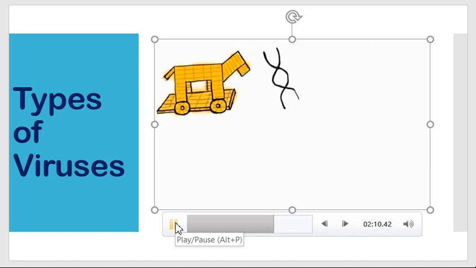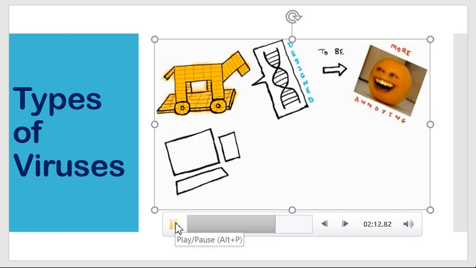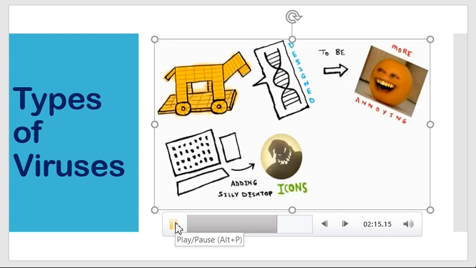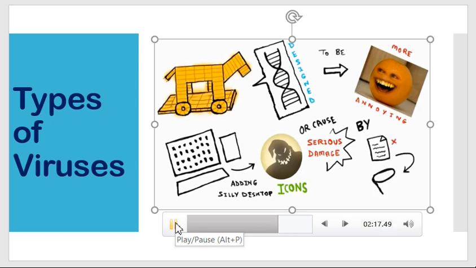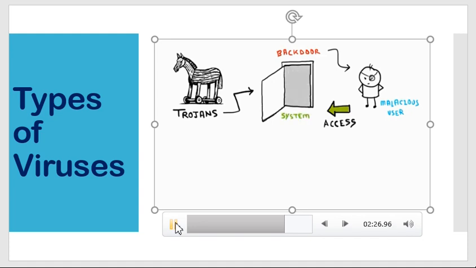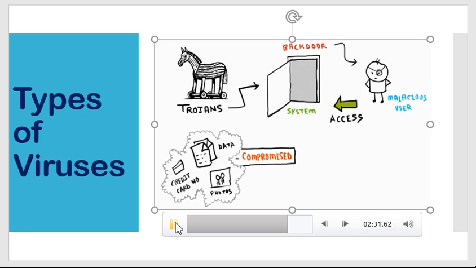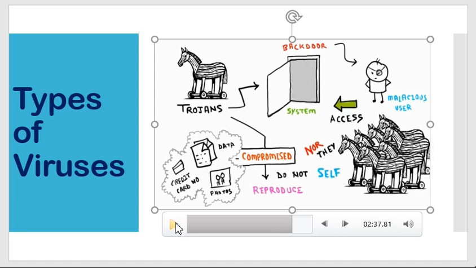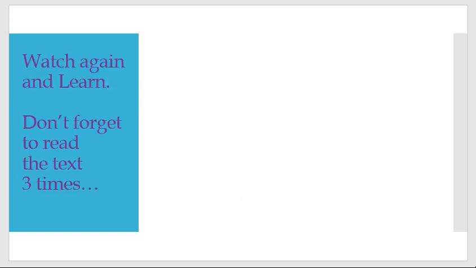Some Trojans are designed to be annoying, like changing your desktop, adding silly active desktop icons, or they can cause serious damage by deleting files or throwing information on your system. Trojans are also known to create a backdoor on your computer that gives malicious users access to your system, possibly allowing confidential or personal information to be compromised. Unlike viruses and worms, Trojans do not reproduce by infecting other files, nor do they self-replicate.